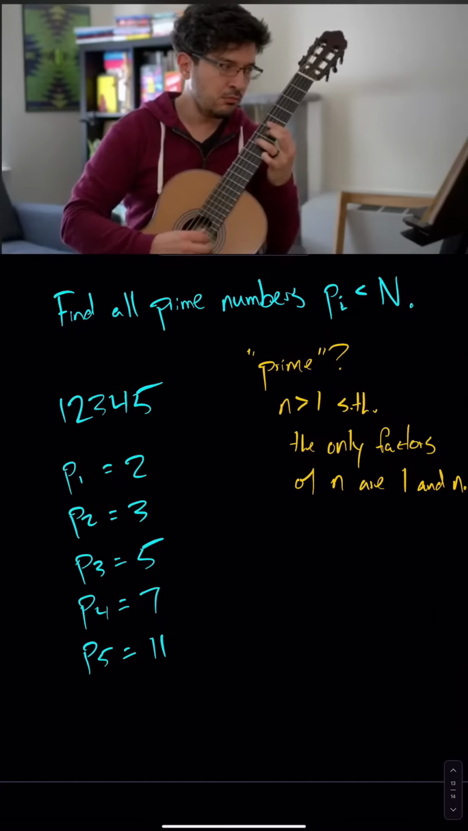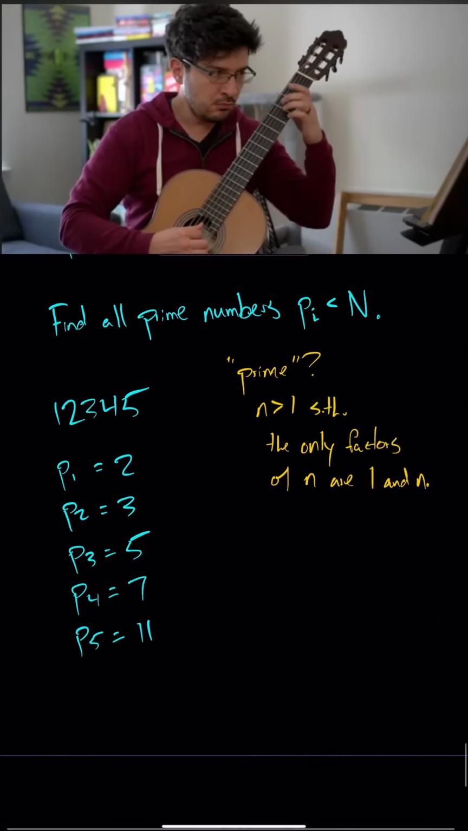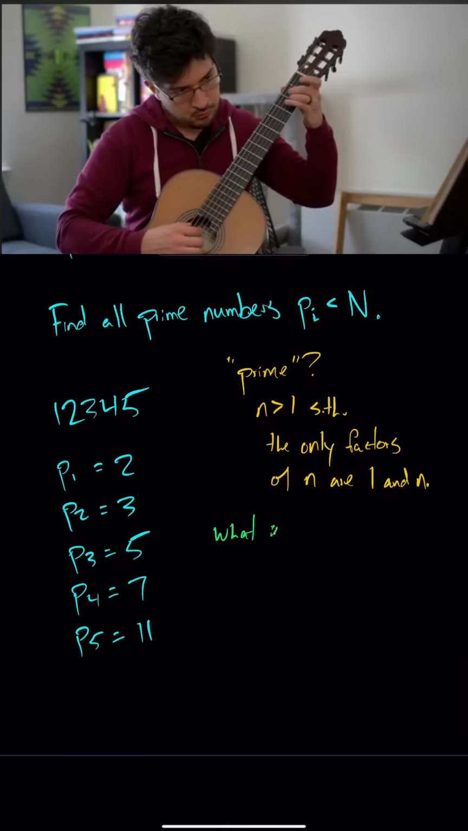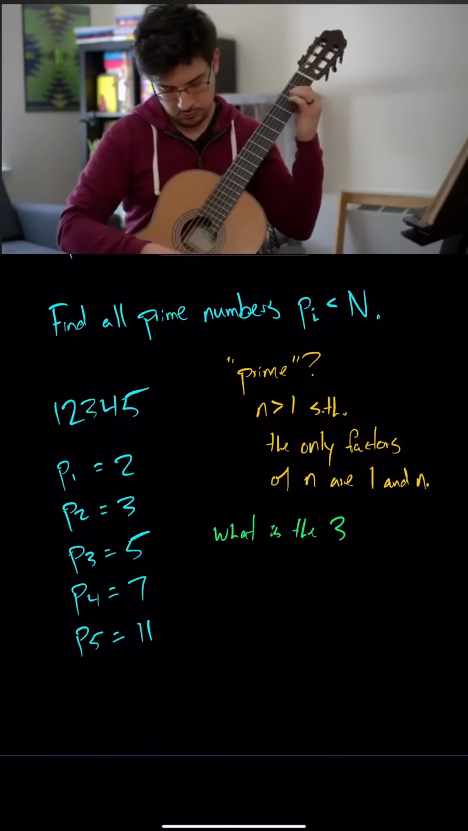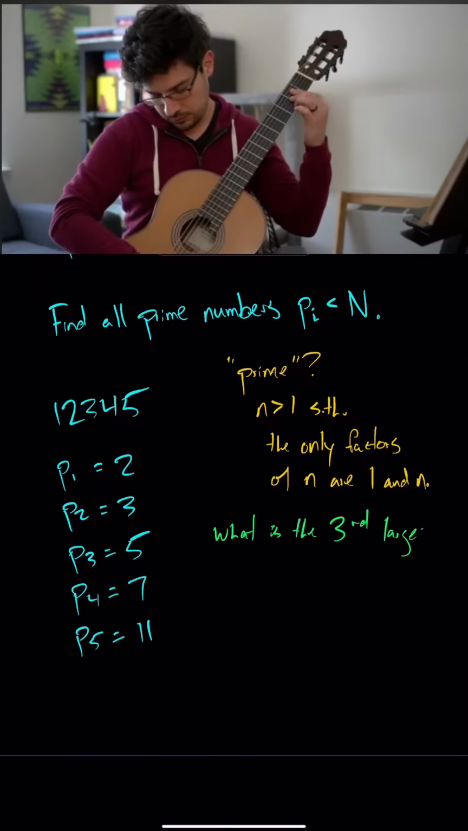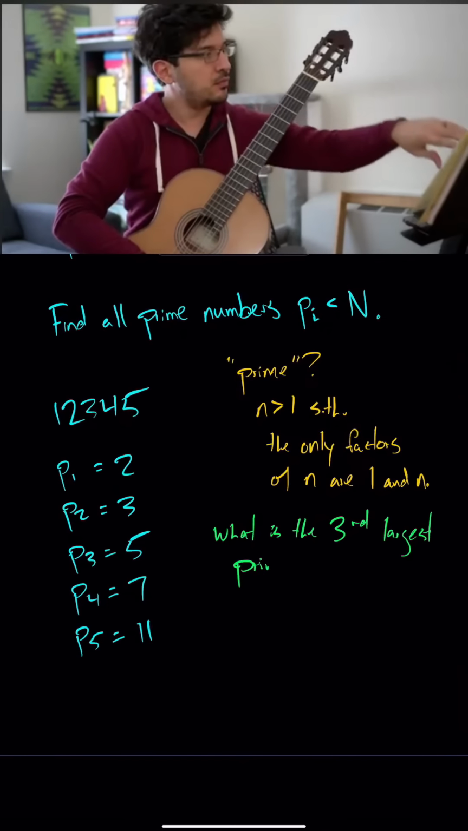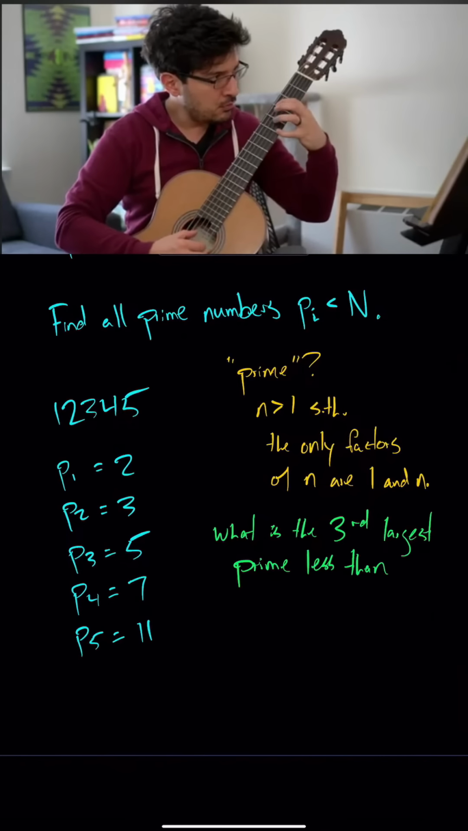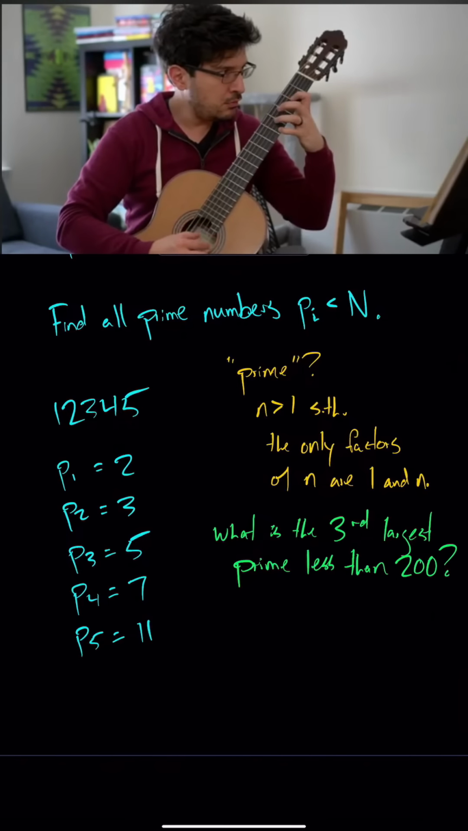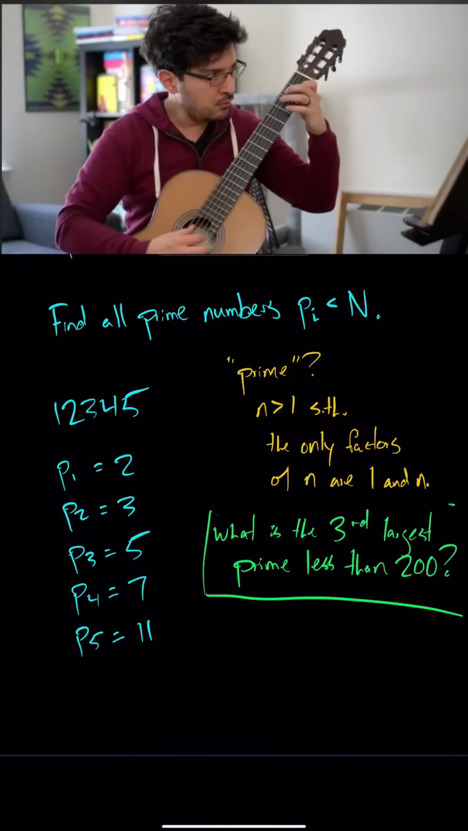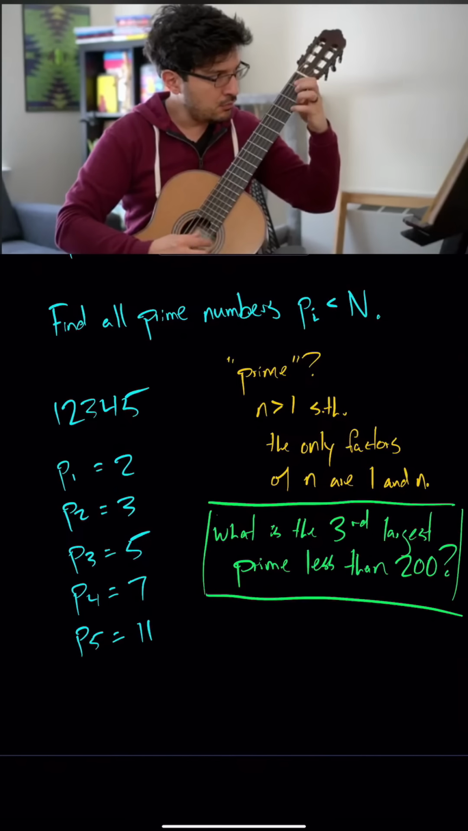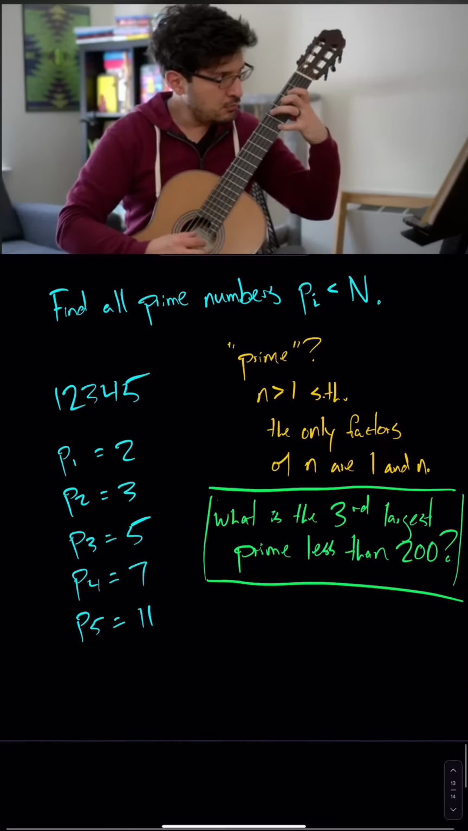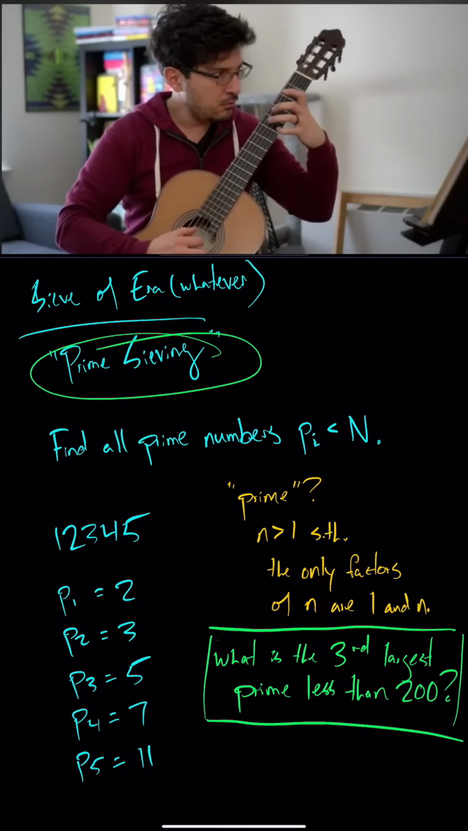So those are some of the first primes. What about the question, what is the third largest prime less than, let's do 200? What is the third largest prime less than 200? That's a pretty random question. So how are we going to tackle something like that? We're going to use this approach called prime sieving.